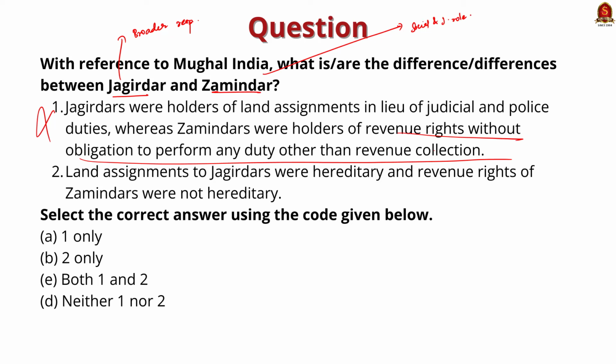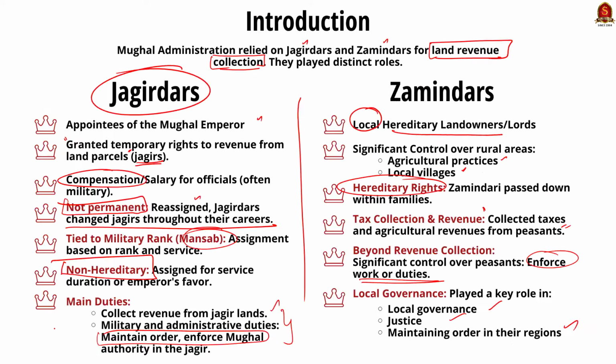See the second one. It says that land assignments to the Jagirdars were hereditary and revenue rights of the Zamindars were not hereditary. From our discussion we can easily say that this is incorrect as the reverse is correct. So the correct option is option D, neither 1 nor 2. Now let us move on to the second question of the day.